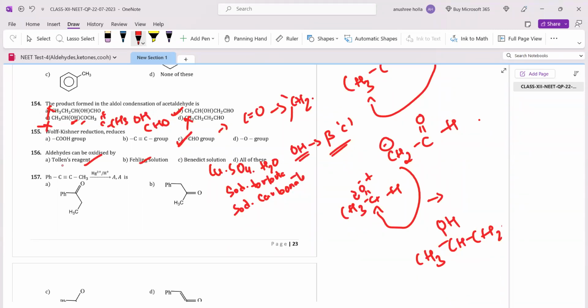So even this will give carboxylic acid. Here you're oxidizing in Tollens and Fehling's solution, you're oxidizing aldehyde to carboxylate ions or carboxylic acid. In the same way, even Benedict solution will give the same product. Even this can be considered as a test for aldehydes and ketones. So all of these can oxidize our aldehyde. So it's D then.